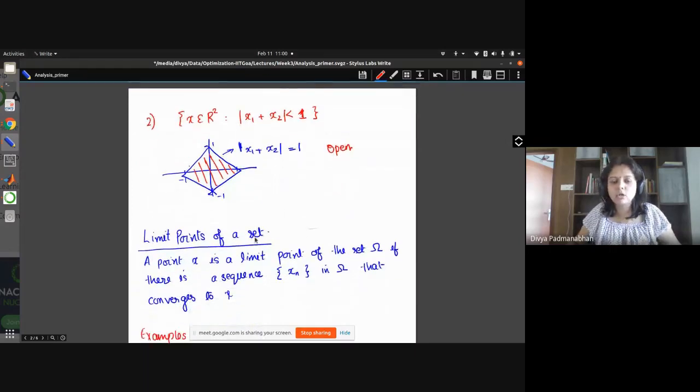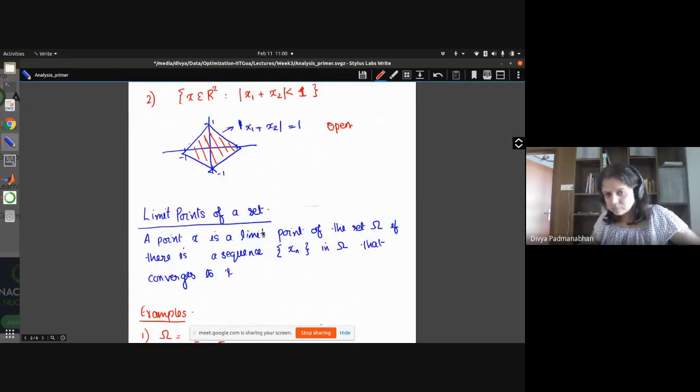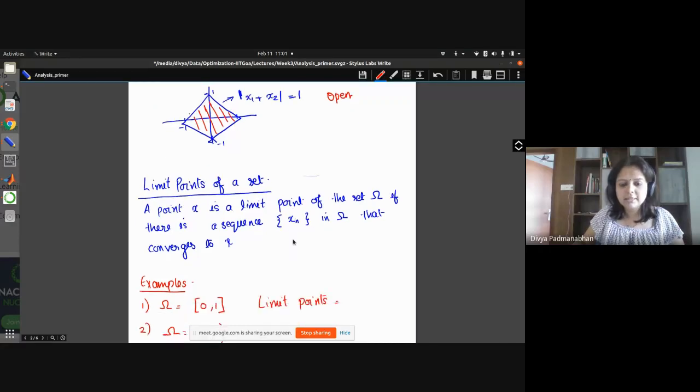So now let's go to what is called the limit point of a set. A lot of limits everywhere, but you will see that they're all very similar. The idea is that a point x is a limit point of a set omega if you have a sequence that converges to x. What it means is that you can approach this point x from the set in some way. So that is what a limit point is. Let's just see an example.